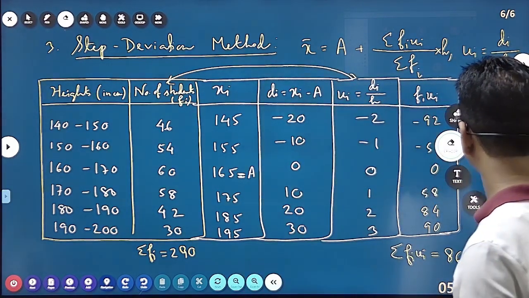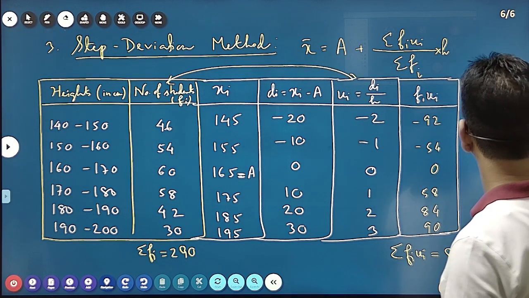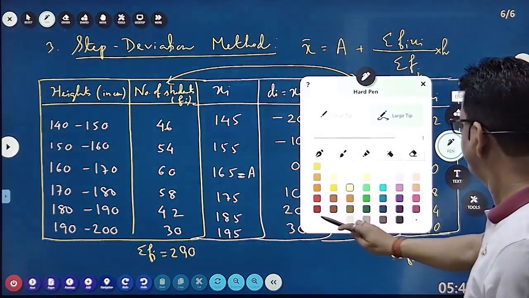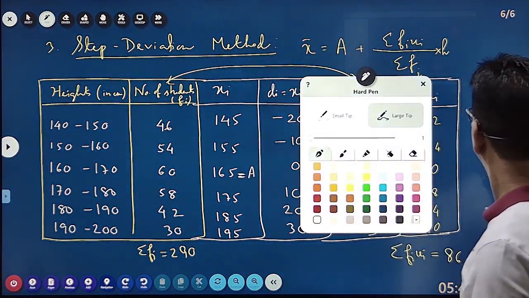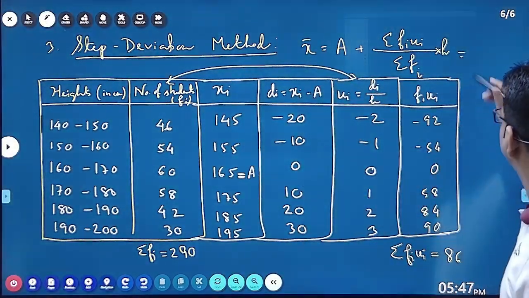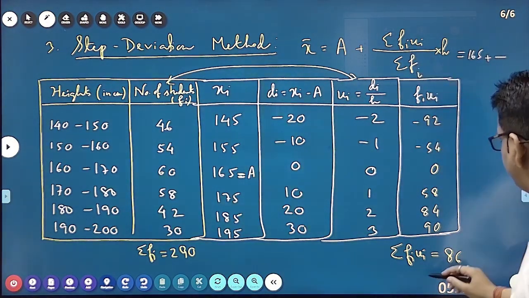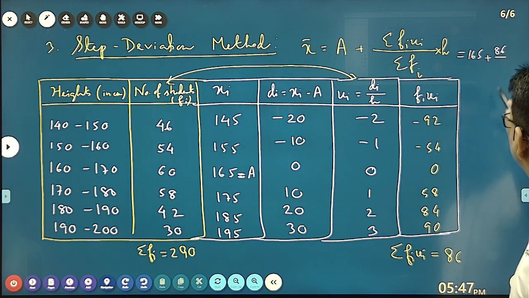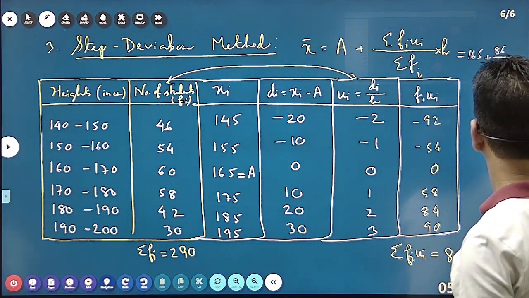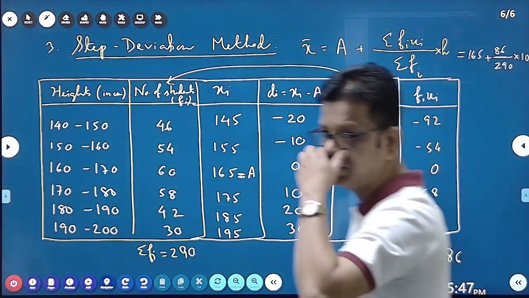So I'm going to put it here. This is the formula we had. So let me put it there itself. You also try to get it. Now, got it? Okay. So this is equal to, I'm finding here only. Now A was taken as 165. It was 165 plus summation of fi ui. We got 86. Okay, I hope you can see this. Then summation of fi is 290, to be multiplied by h. H how much? 10. This is the calculation.